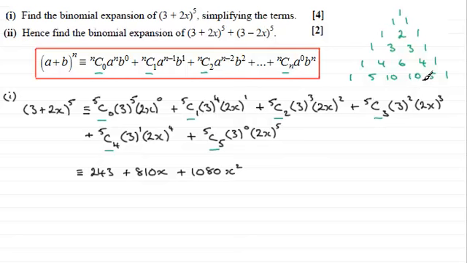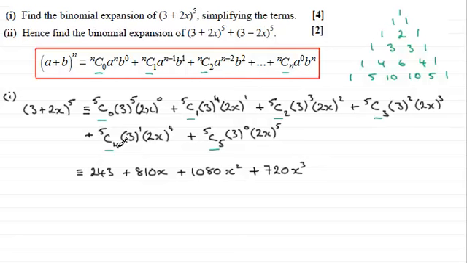5c3, well, that's going to be the 10 here. 3 squared is 9, 2 cubed, that's 8. Multiply all those together and you end up with 720. So you've got 720 x cubed.